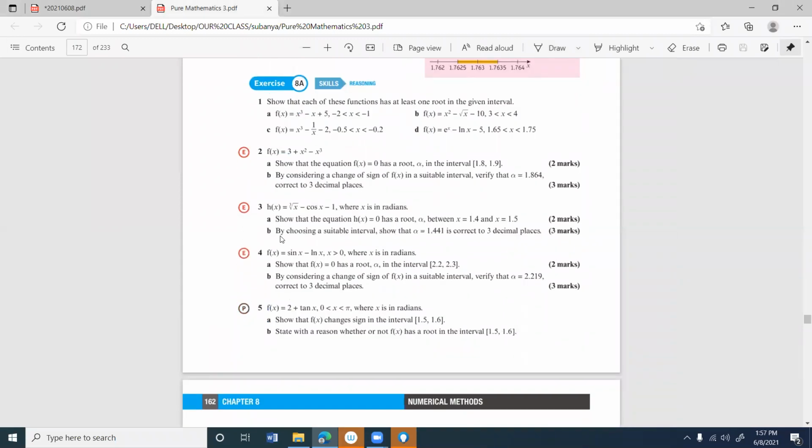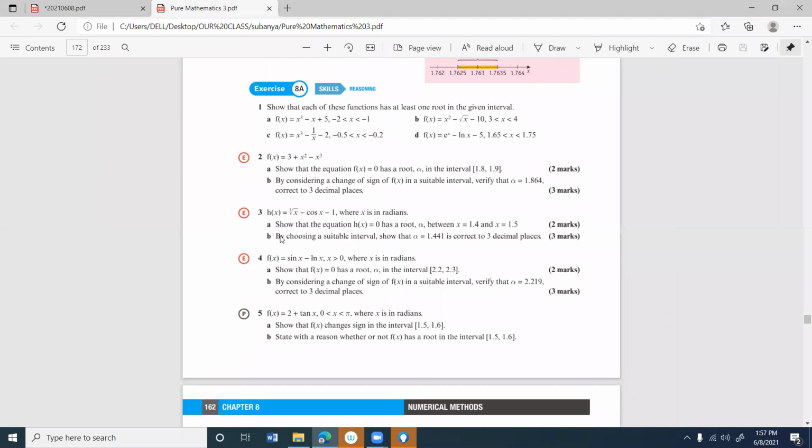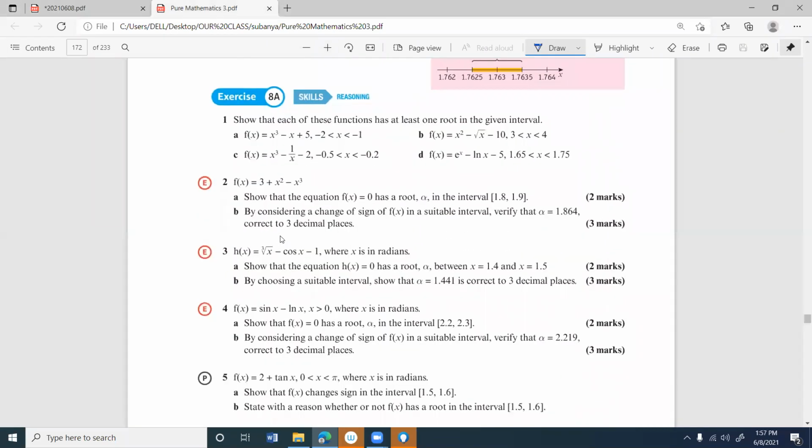f(x) equals 3 plus x squared minus x cubed. Show that the equation has a root in the interval 1.8 to 1.9. So what you can do here is we will substitute f(1.8). We will just do it and see. So if I put f(1.8), you get the answer 3 plus 1.8 squared minus 1.8 cubed. That is 0.408.